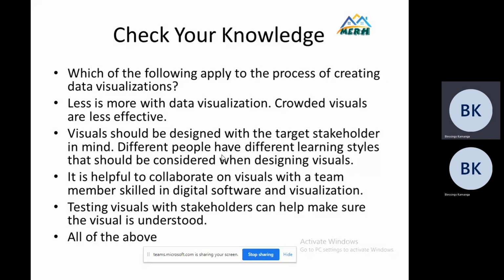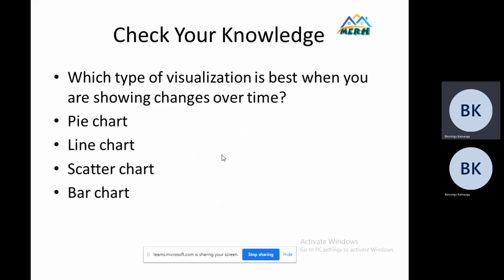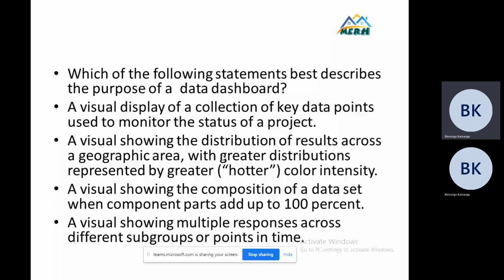And then we have the second question: which type of visualization is best when you are showing changes over time? Pie chart, line chart, scatter chart, bar chart. So which one is the best when you are showing changes over time? And then, which of the following best describes the purpose of a data dashboard? A visual display of a collection of key data points used to monitor the status of a project. A visual showing the distribution of results across the geographic area with greater distributions represented by greater color intensity. A visual showing the position of a data set when component parts add up to 100%. A visual showing multiple responses across different groups or points in time.